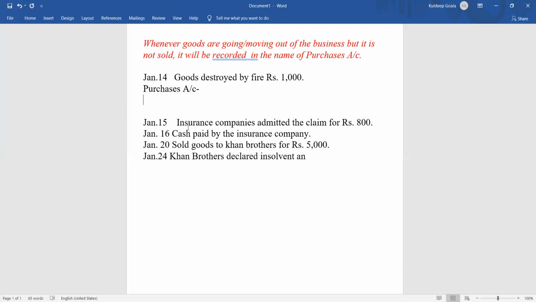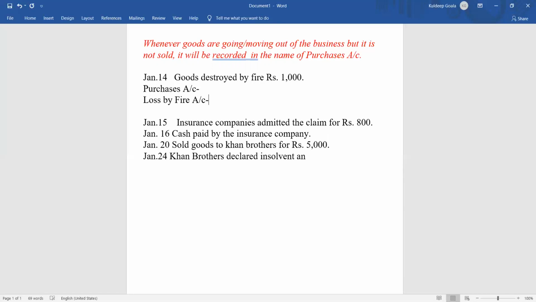Whenever there is a term called destroyed by fire, or destroyed by flood, or destroyed by earthquake, or a thief came into the business and stole some money or goods, whatever, that type of situation will be taken with the term loss by. Whatever the cause is, you'll just mention it. Loss by theft if it is stolen, loss by earthquake if it is earthquake, loss by fire if it is fire. Like this. So it will be loss by fire account.